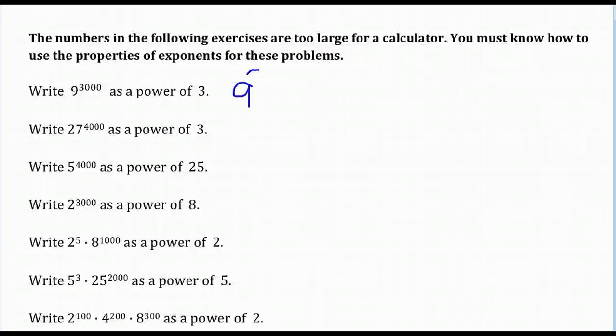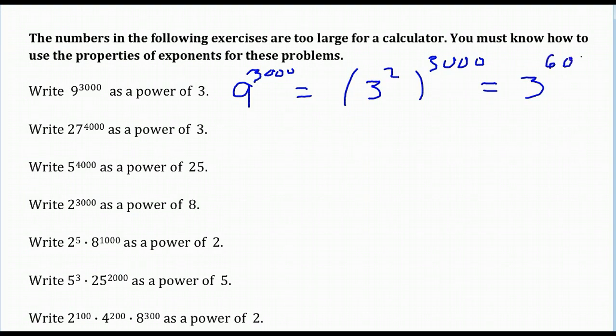So let's take a look at the first one. I'm going to do a few of these. So we get 9 to the 3,000th. We want to write that as a power of 3. You're going to keep your 3,000th power and try to write the base 9 as a power of 3. And we can. It's 3 squared. And then we're going to multiply the exponents to get 3 to the 6,000th power.